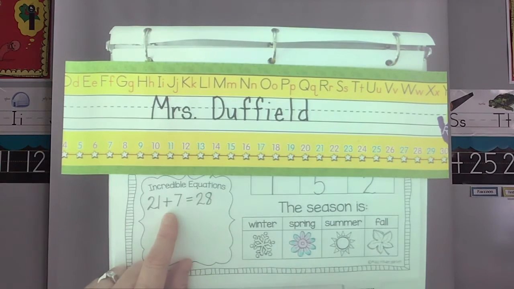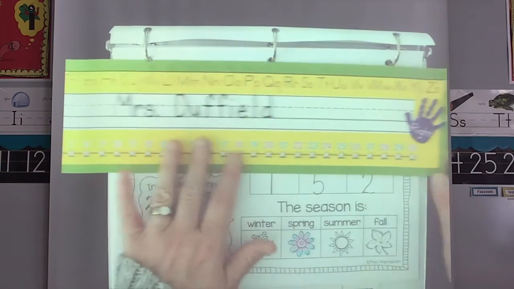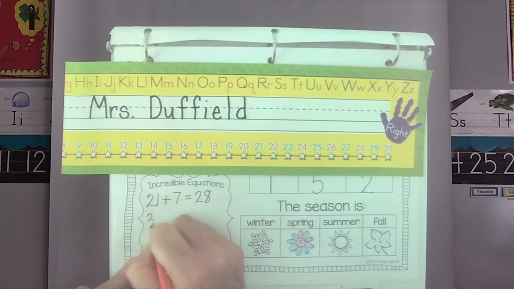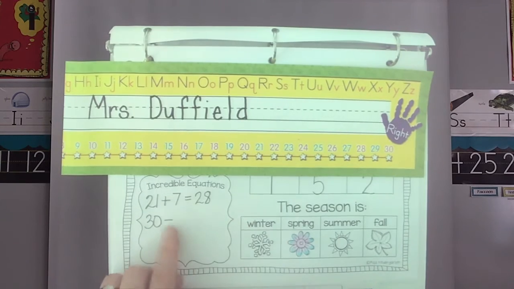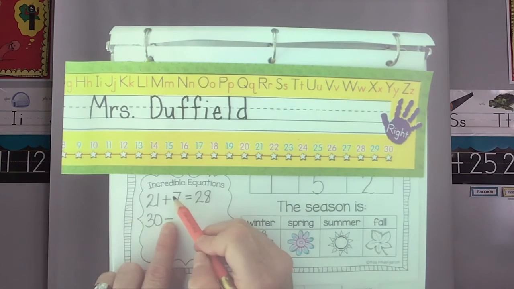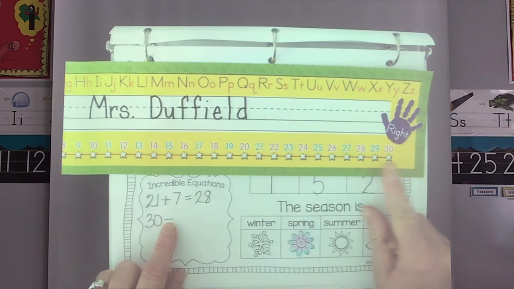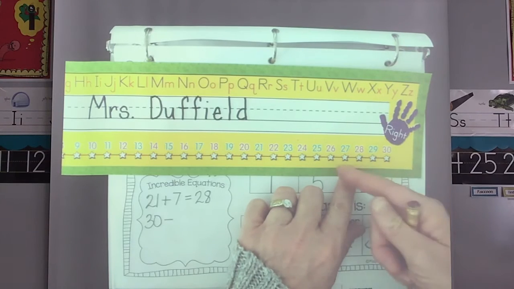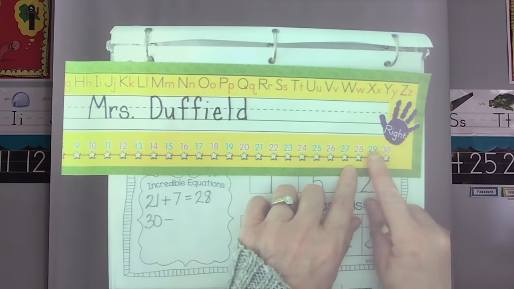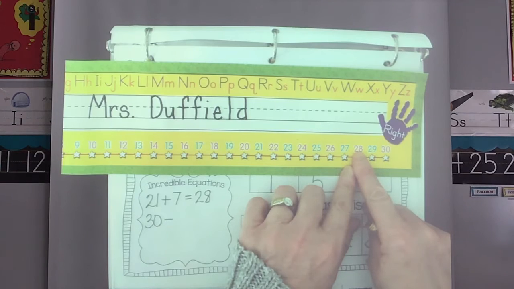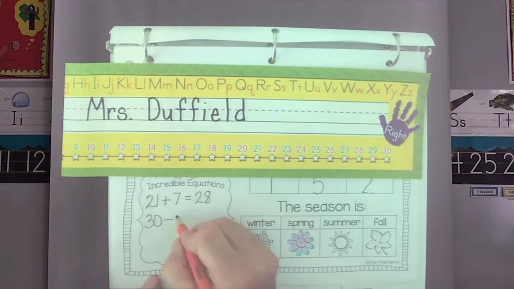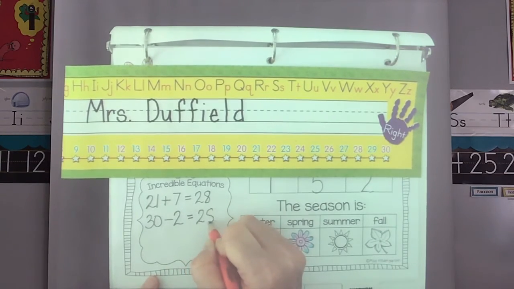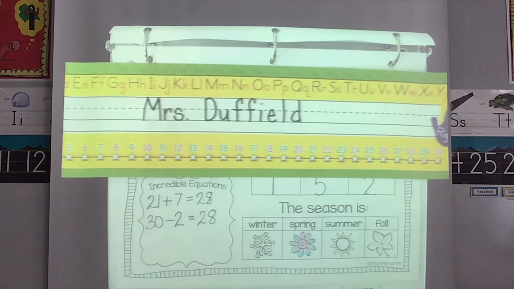Okay, let's go ahead and start with another one. Let's do a subtraction one. Let's start with 30. We'll start with our biggest number that we have here. 30 minus, make sure your symbol is right. This is addition, this is subtraction. So 30 minus what equals 28? So we're going to find out. We have to go down the number line when we're subtracting. 1, 2. So 30 minus 2 equals 28.